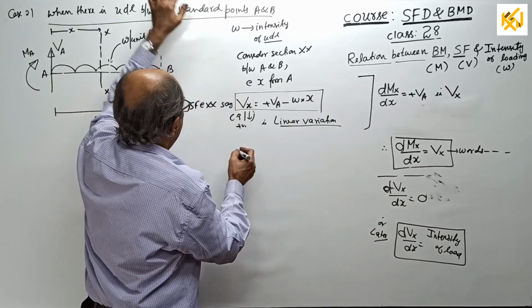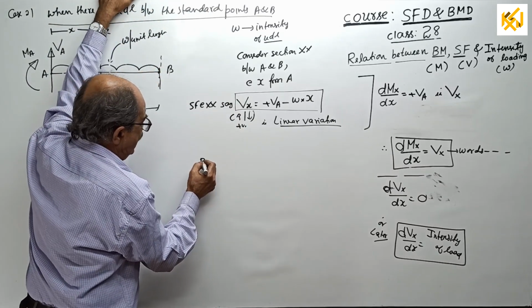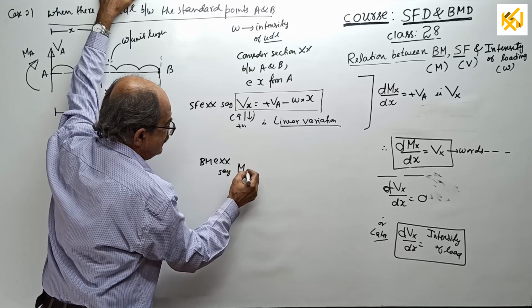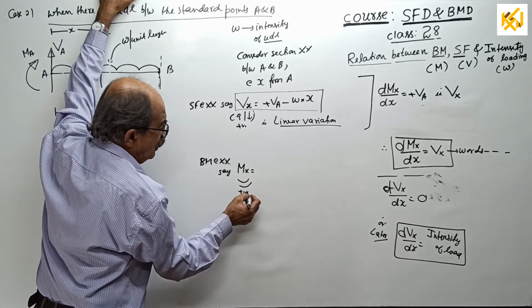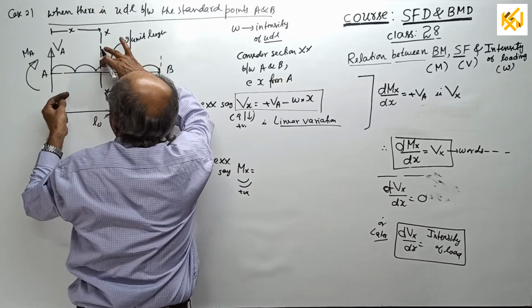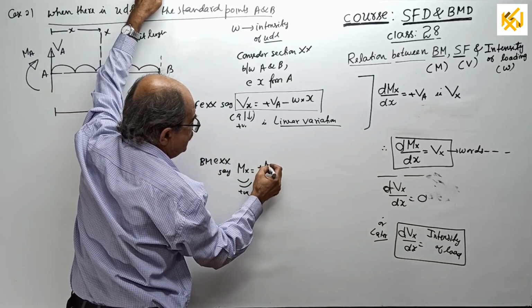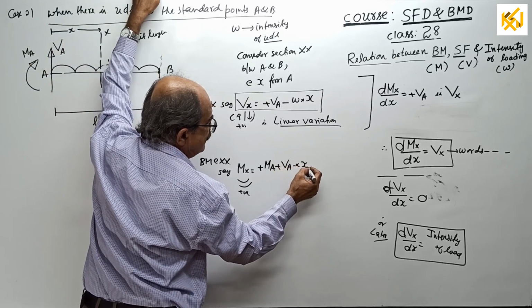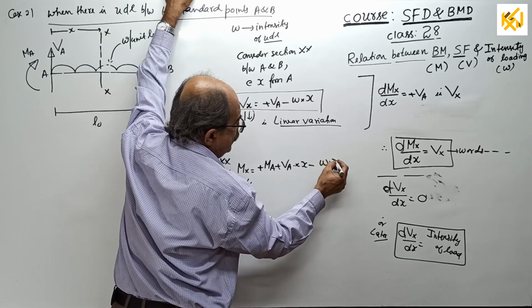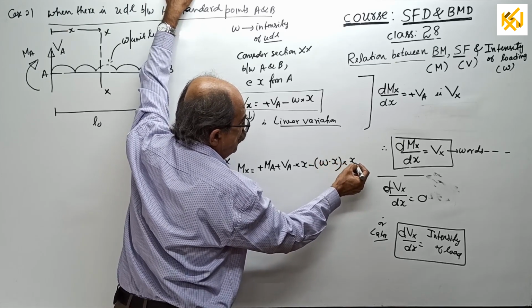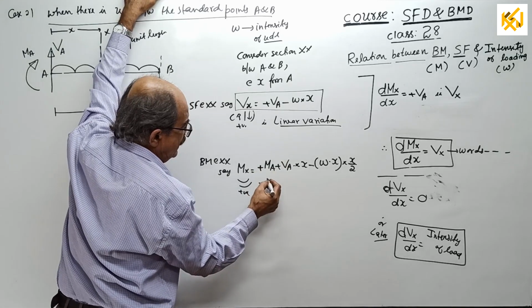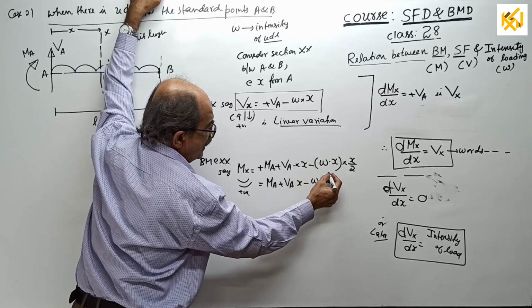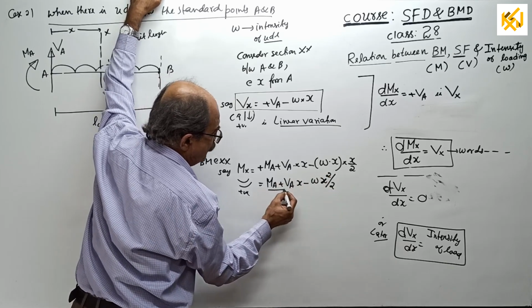Now tell me what is the bending moment at xx. Say Mx. Sagging positive, you take. You can take whichever way as positive. That will give you bending moment here: plus Ma, no distance here, plus Va into x minus w into x, the total load, into x by 2. I will simplify it as Ma plus Va into x minus w x square by 2 is the equation for Mx.